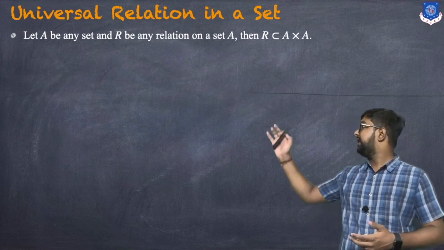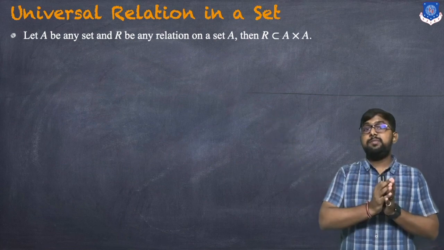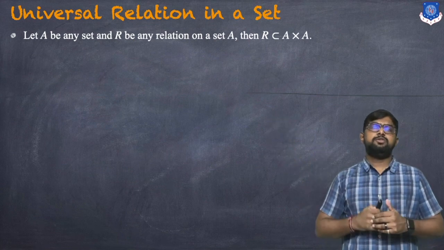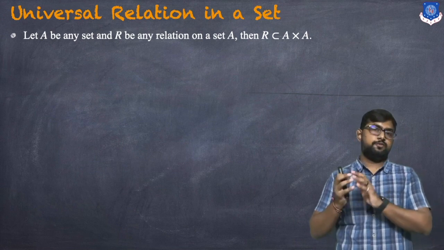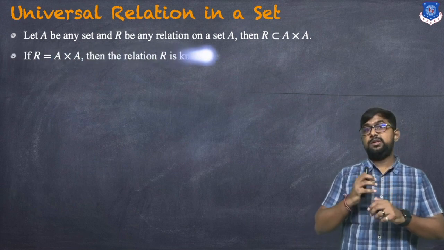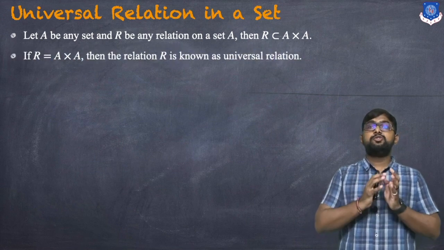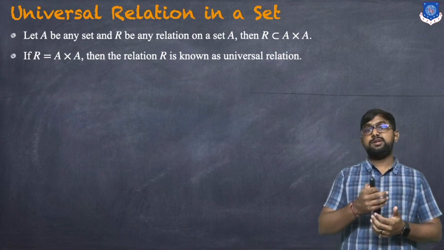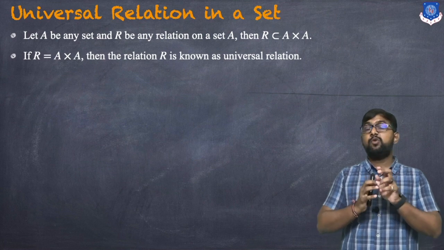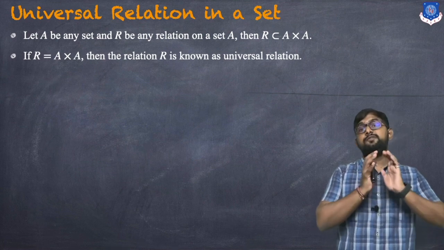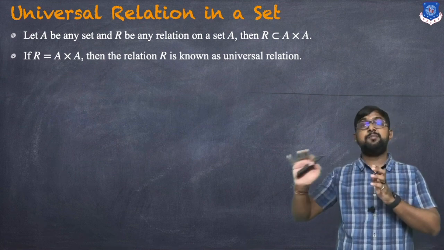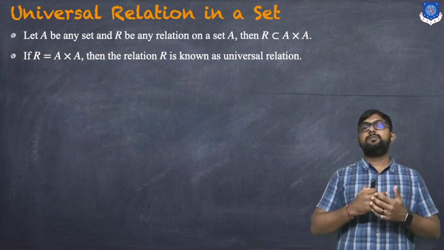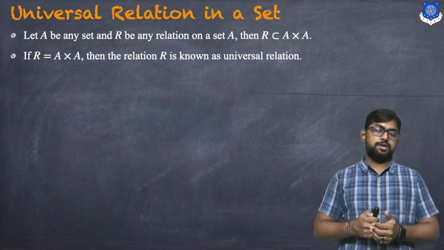Now, what is a universal relation in a set? Let A be any set and R be any relation on the set A. By the definition, R is a subset of A cross A. If this whole relation equals A cross A, then it is known as a universal relation. That means whatever relation we are finding, if it is the same as the ordered pairs A cross A, then we get the universal relation.